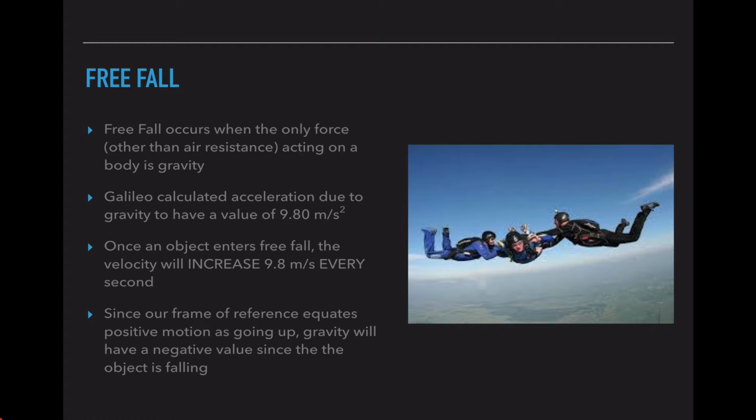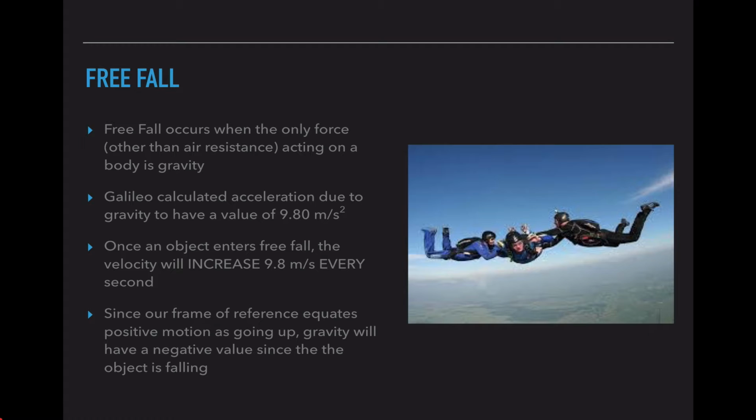Galileo was a person who calculated acceleration due to gravity, and he noted that acceleration due to gravity is 9.8 meters per second squared. Now that number varies slightly based on if you're at sea level or the top of Mount Everest, but for our purposes we are going to keep it at 9.8. When an object enters free fall, the velocity will increase 9.8 meters per second every second. That's the definition of acceleration.